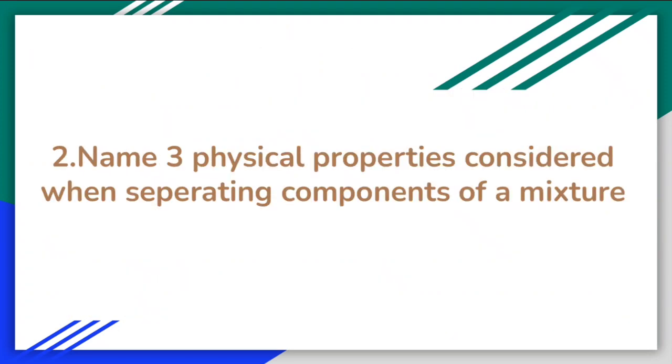Number 2. Name 3 physical properties considered when separating components of a mixture. I have mentioned 3 properties, physical properties, which enable us to tell what method of separation we are going to use for a given mixture. So, you can go back to the notes and check which properties those are.